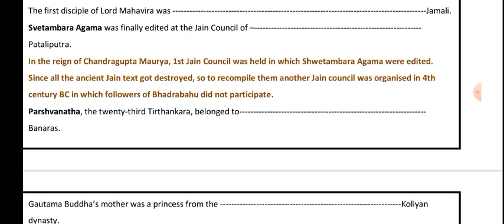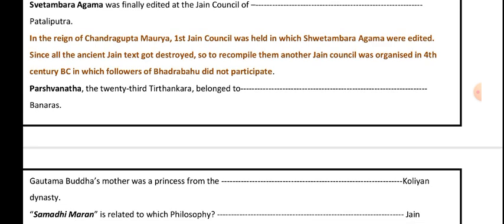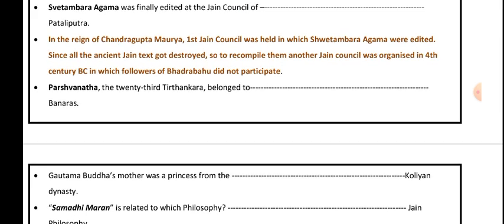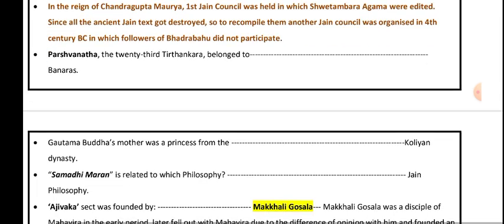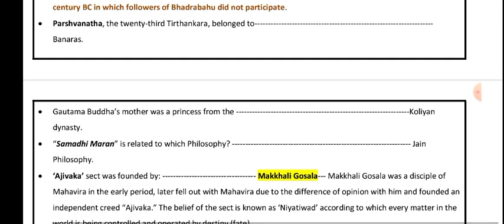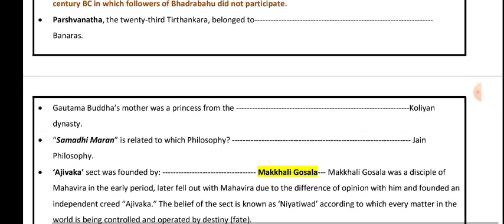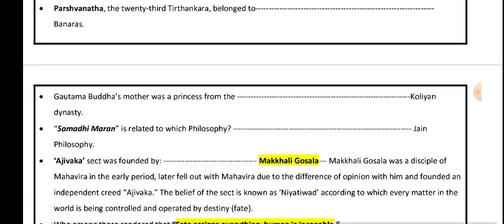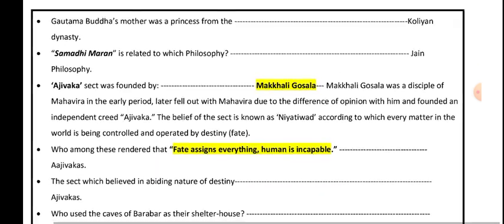The first disciple of Lord Mahavira was Jamali. The Svetambar Agama was finally edited at the Council of Patliputra in the reign of Chandragupta Maurya. The first Jain council was held, in which the Svetambara Agamas were edited. Since all the ancient Jain texts got destroyed, another Jain council was organized in the 4th century BC to recompile them, in which followers of Bhadrabahu did not participate. Parshvanath, the 23rd Tirthankar, belonged to Banaras.